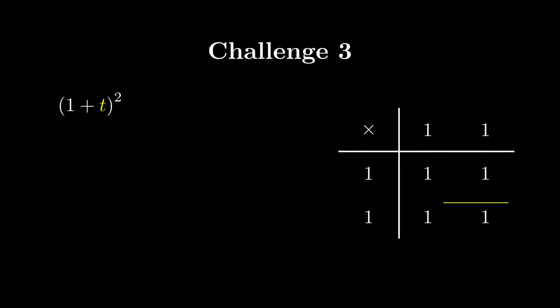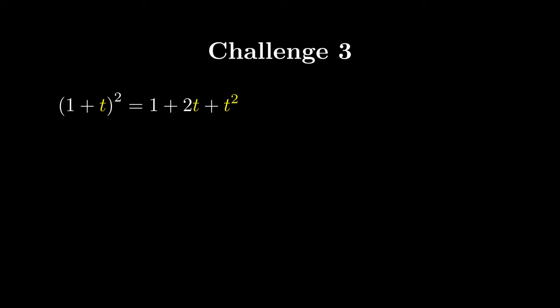But in the second row, the 1 on the left really actually represents t. This means we can multiply t into each of the existing cells. In the second column, this 1 also really just represents t. This means we can multiply t to each of the corresponding cells. Since we have 1 one, 2 t's, and 1 t squared, the expansion of (1 plus t) squared equals 1 plus 2t plus t squared.